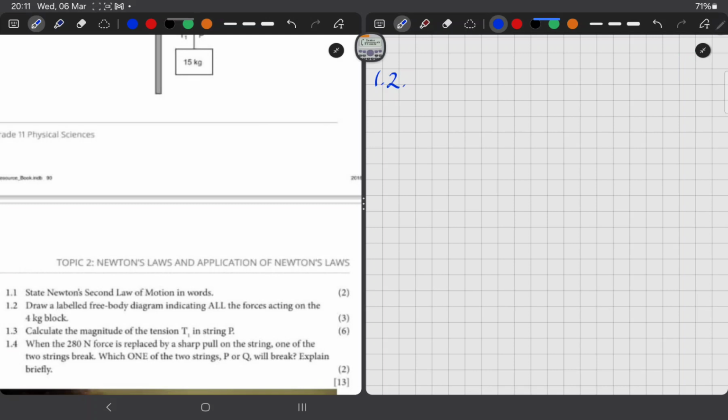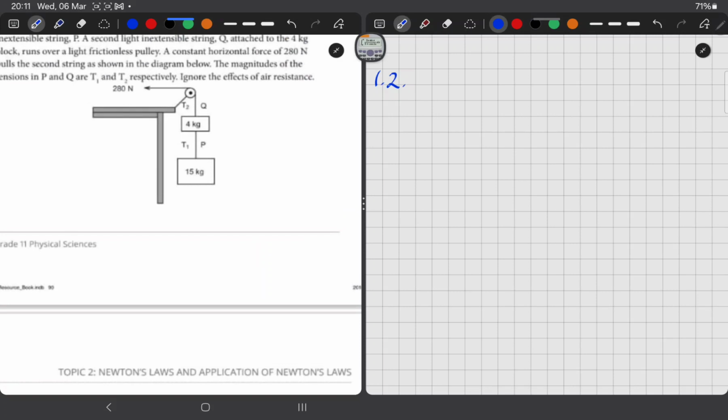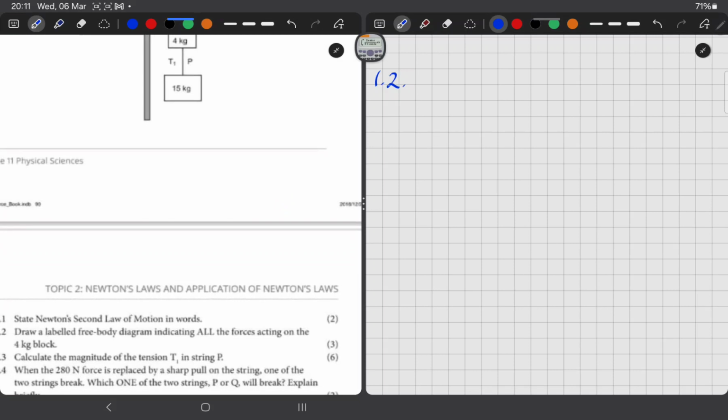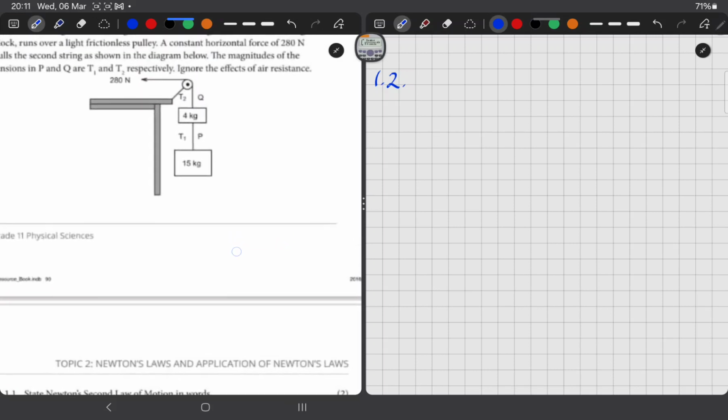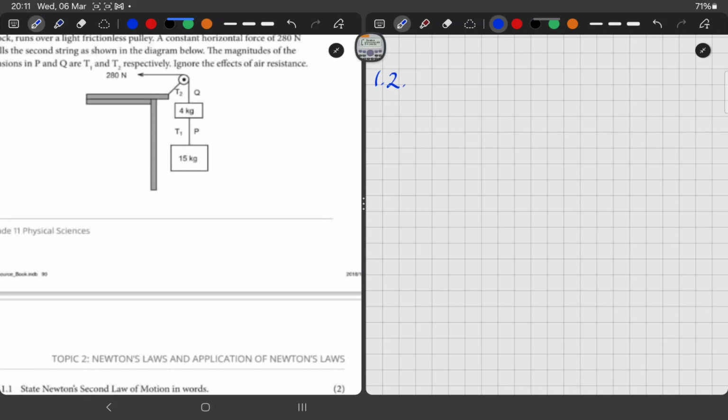Question 1.2 says that we should draw a labeled free body diagram indicating all forces acting on the 4 kg block, and we will look at the 4 kg block. There it is. And this question is allocated 3 marks, so that means we need to draw 3 forces that are acting on the 4 kg block.